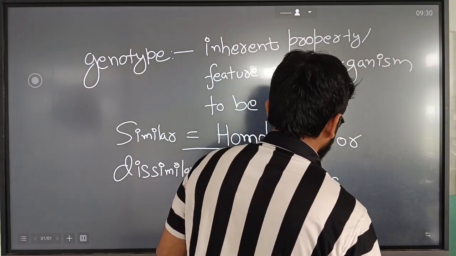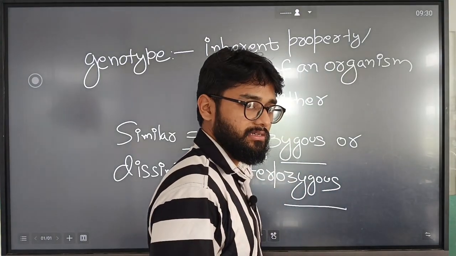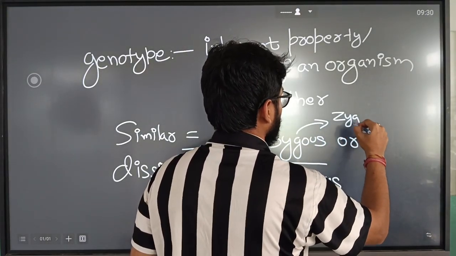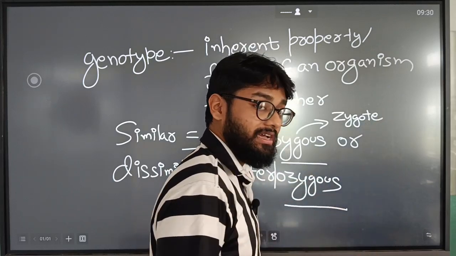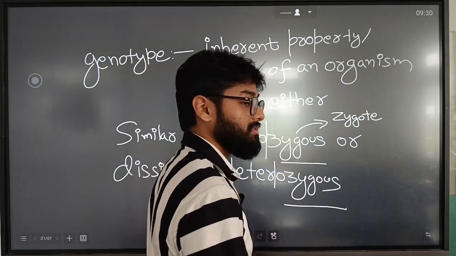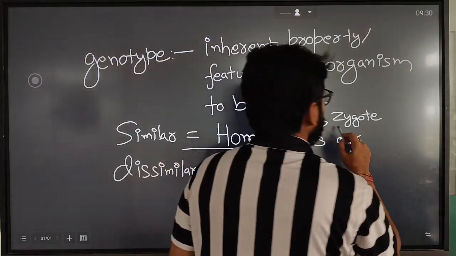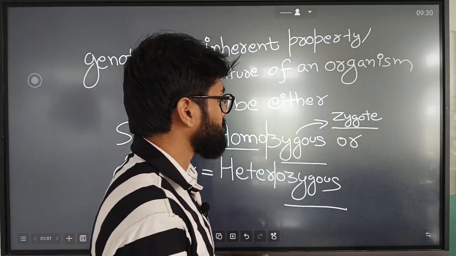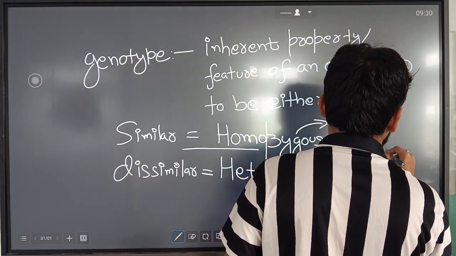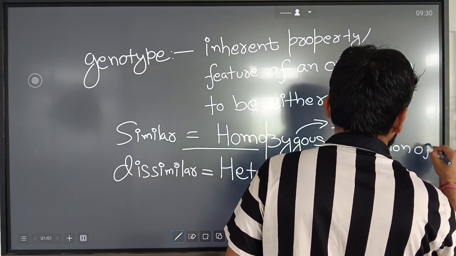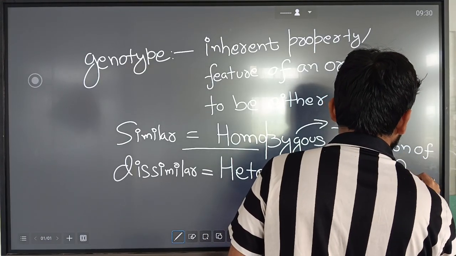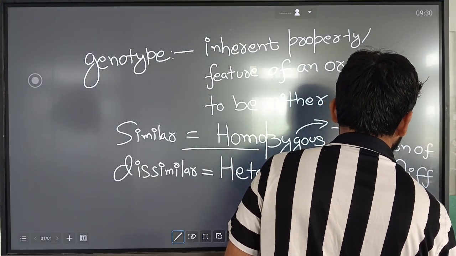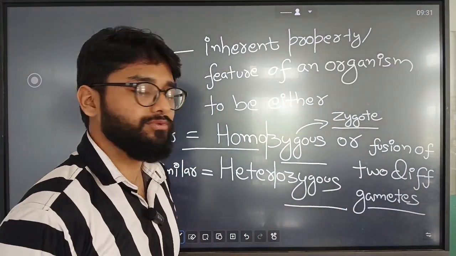However, zygous, have you heard about the term zygous? It simply means zygotes. And where do we get zygotes? We get them after fusion. So this is possible only in the case of sexual reproduction, correct? Zygotes are simply such entities which are formed by the fusion of two different gametes.